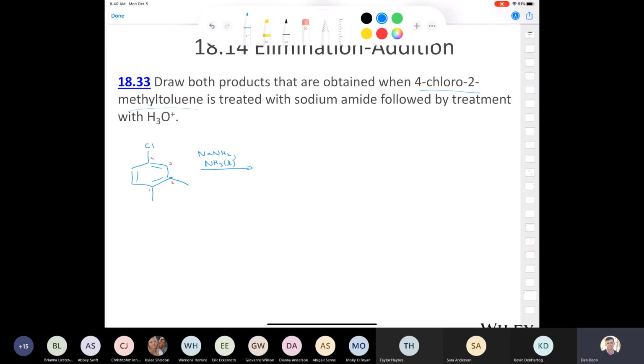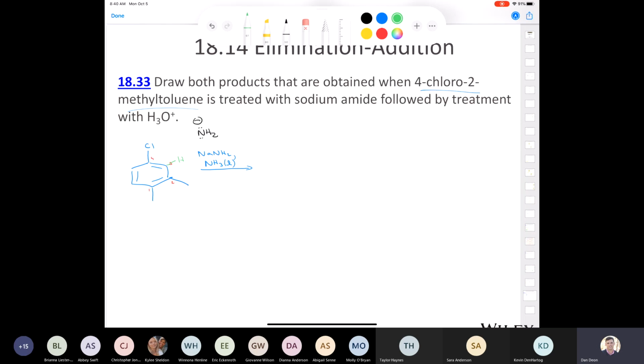Now what's going to happen is that sodium amide, if I draw the amide anion, is a very strong base. And that is going to form the benzyne molecule. So we're going to end up forming the benzyne molecule. Now, in the book, I think that he's drawn it. I'm going to draw it the way that he does. So he says we'll remove this proton right here.